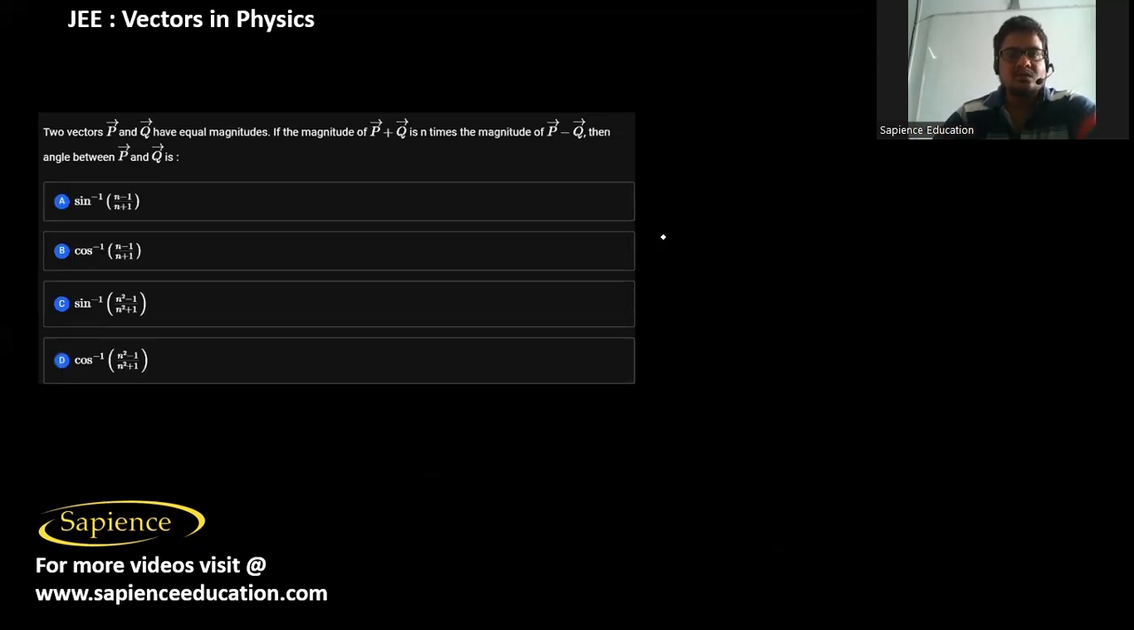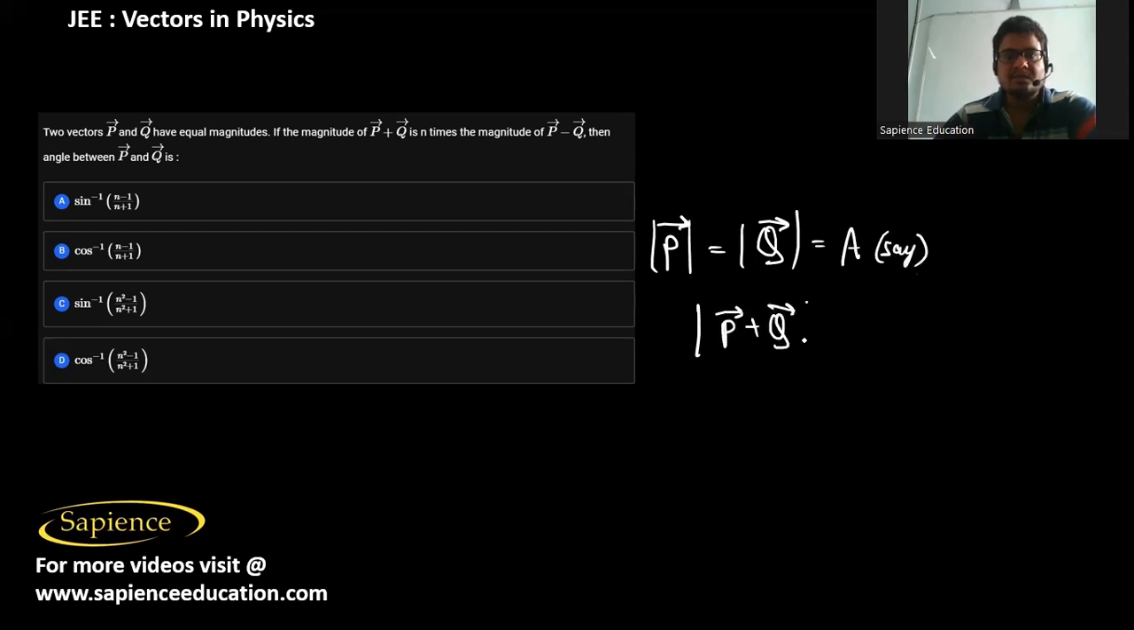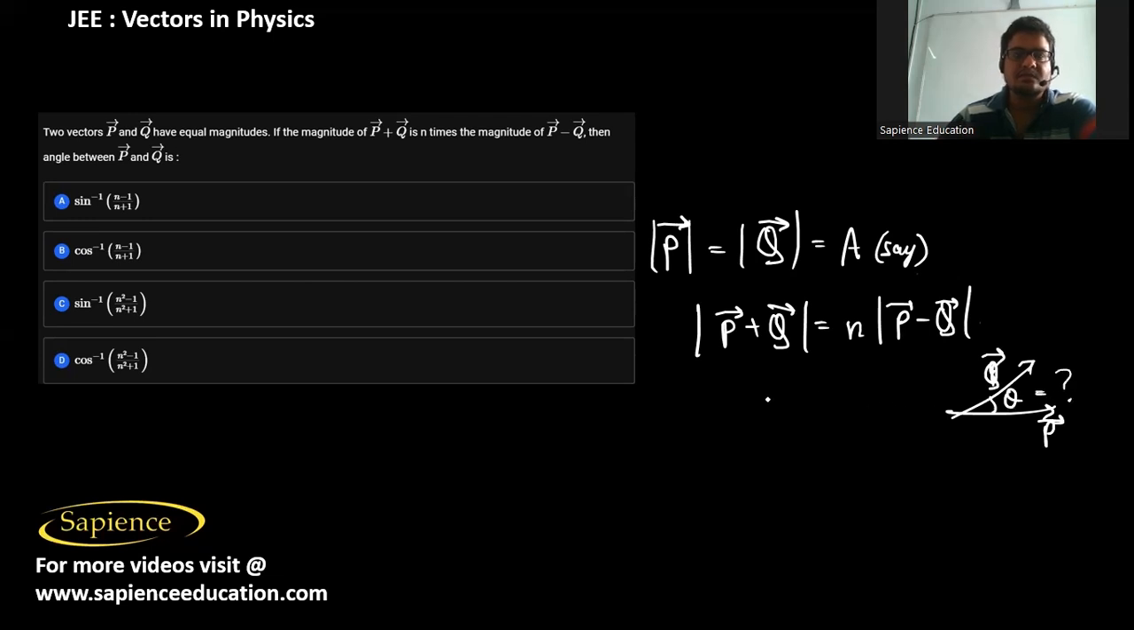And here it is told two vectors P and Q have equal magnitudes, so magnitude of P equals magnitude of Q. Let's say that is equal to A, suppose. And it is told the magnitude of P plus Q is n times the magnitude of P minus Q, then how much will be the angle between P vector and Q vector? Let's say that is theta. So theta we have to find out.